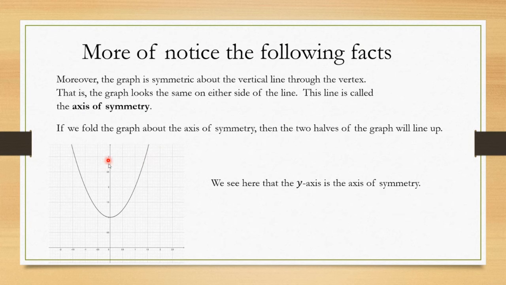What I'm trying to say is there's a vertical line through the vertex. In this case, it happens to be the y-axis. That's called the axis of symmetry, and the graph looks exactly the same on each side of the line. Maybe not exactly the same, but it looks similar. Again, you can imagine folding the graph about the y-axis, about the axis of symmetry. Both halves would line up. Hopefully that made sense what I said. I really hope it did. I mean, it's written here anyway, so it takes a little bit of visualization.